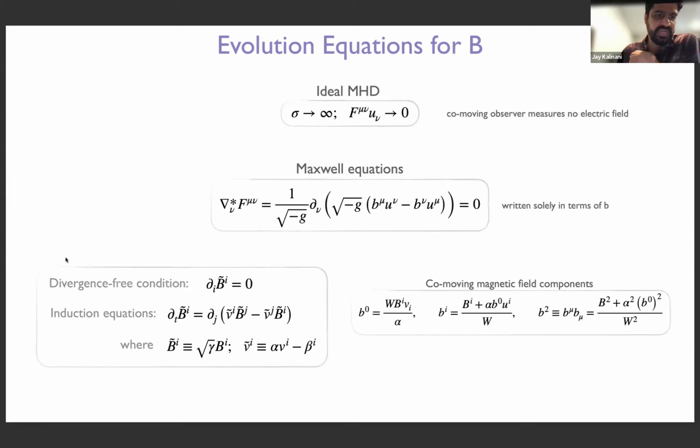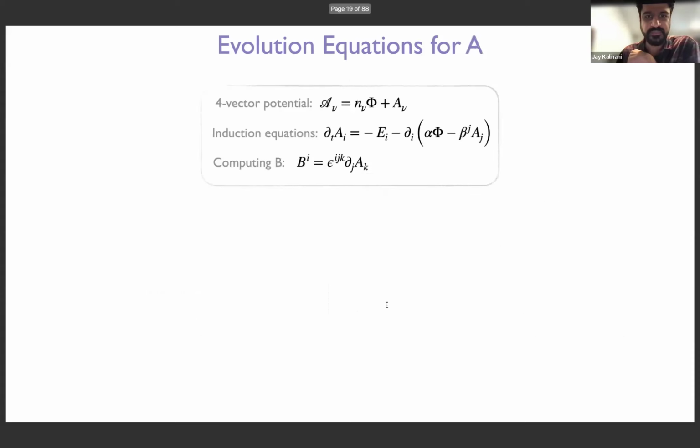And then you can also break these equations into a divergence-free condition. Essentially, you don't want to have any magnetic monopoles in your system, as well as the induction equation of B, how B is evolved in time. And here on the right, I just show the co-moving magnetic field components, small b, written in terms of the Eulerian B, which is the big one.